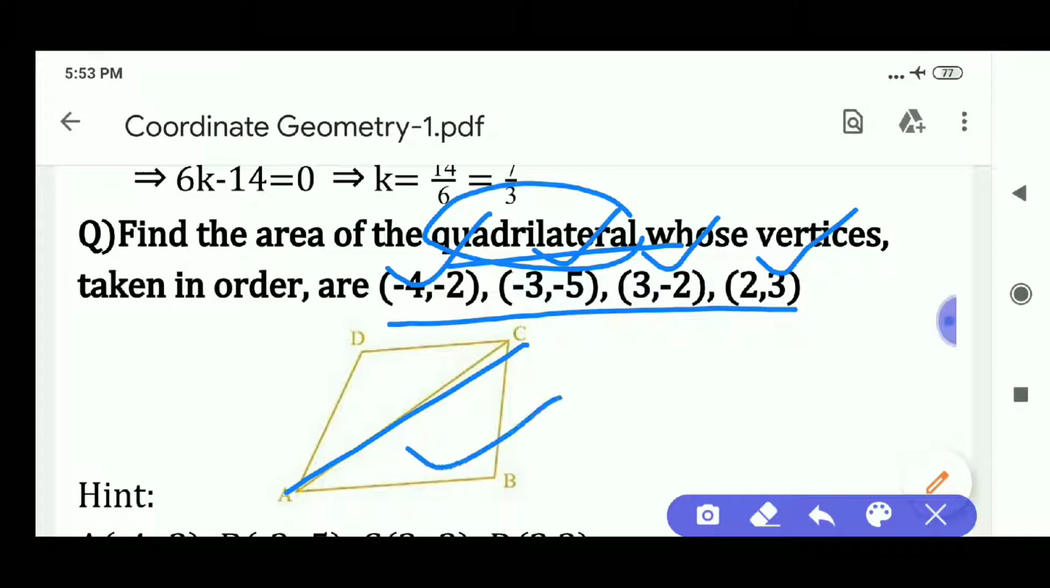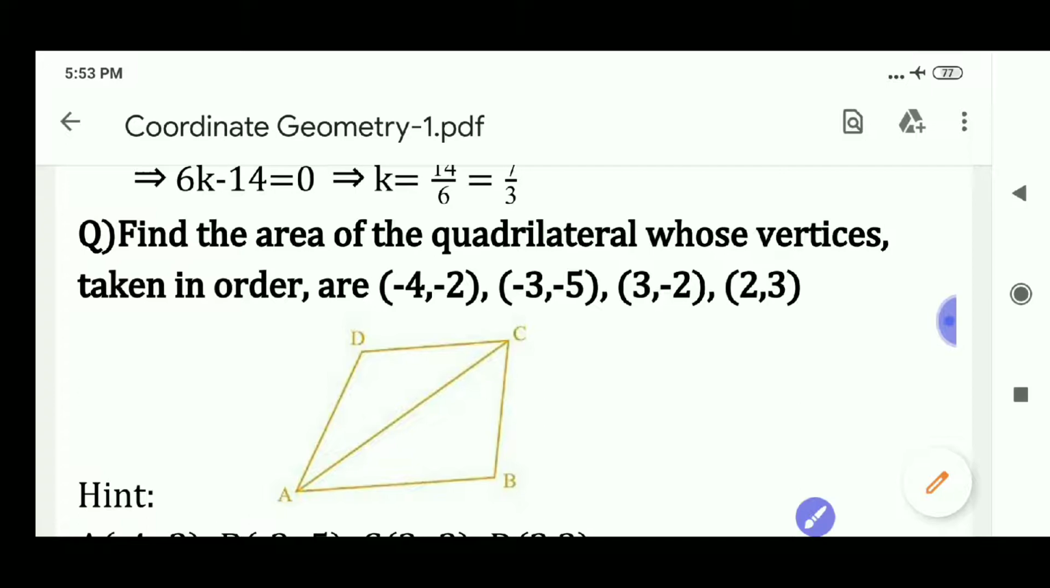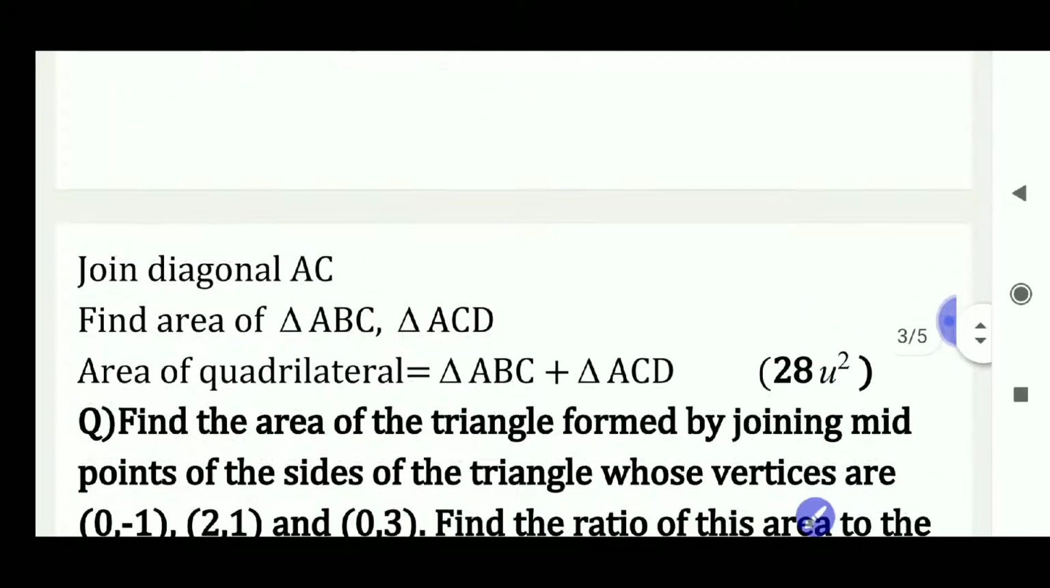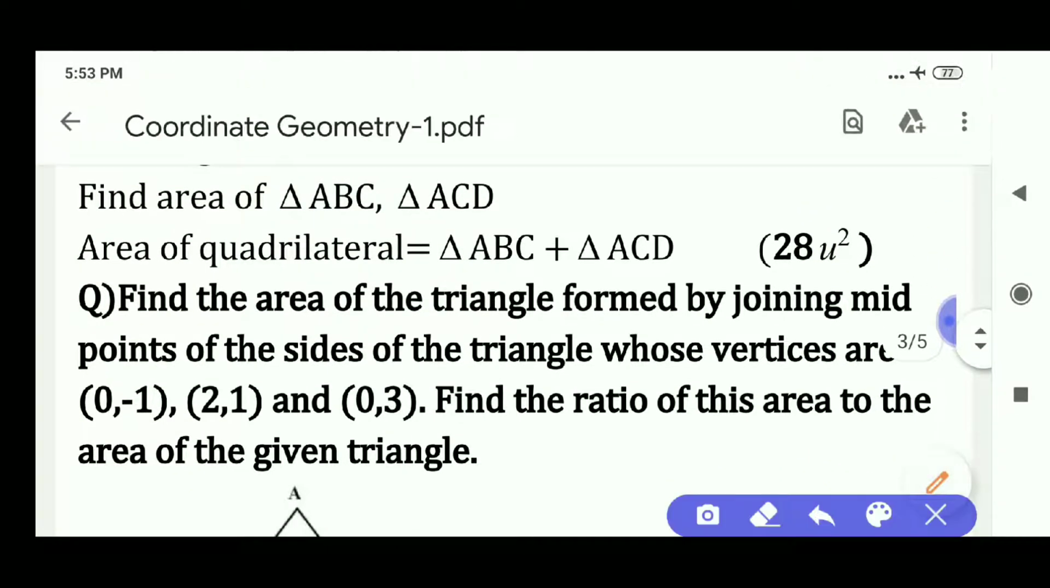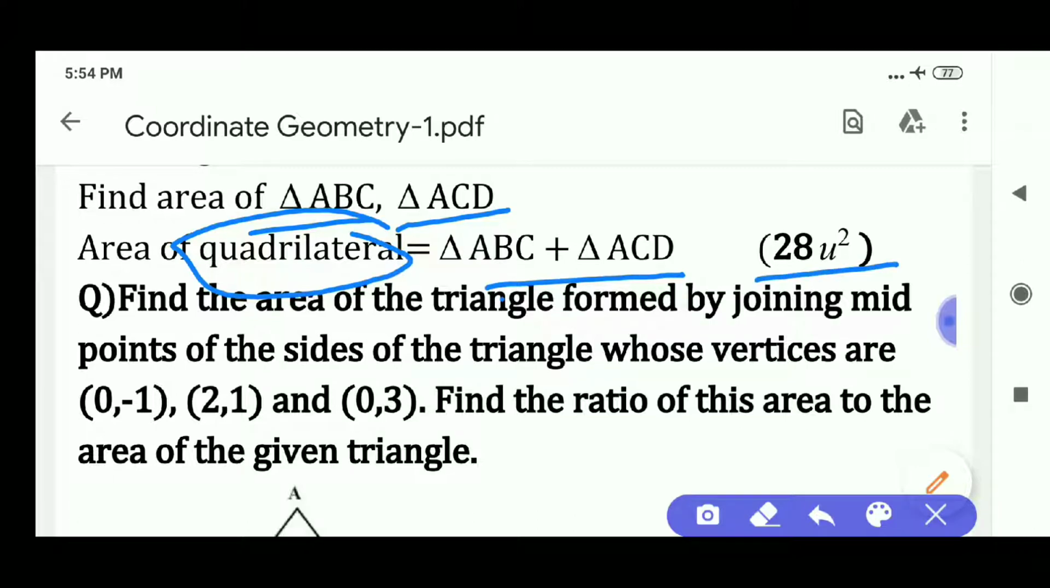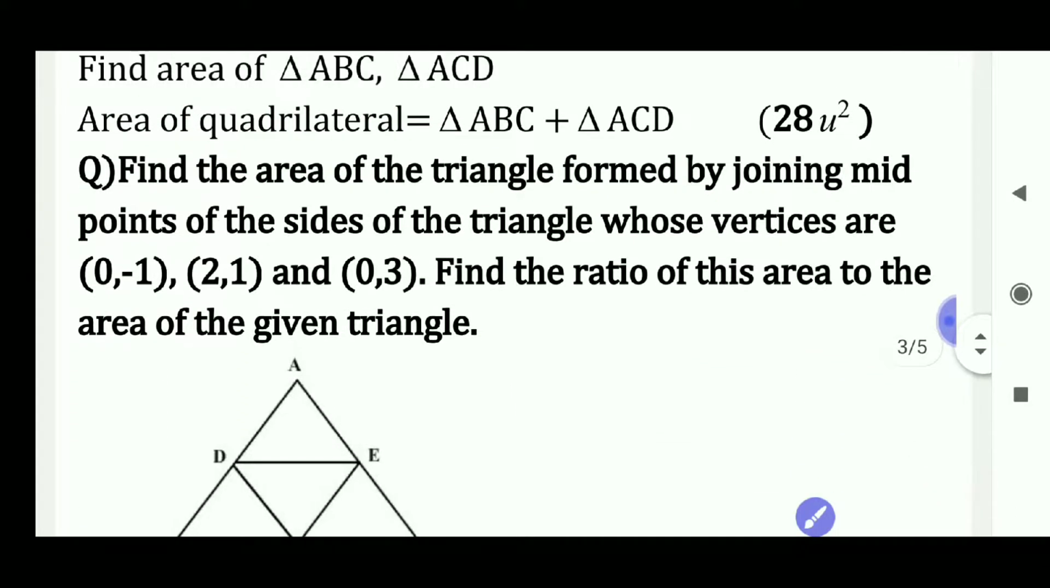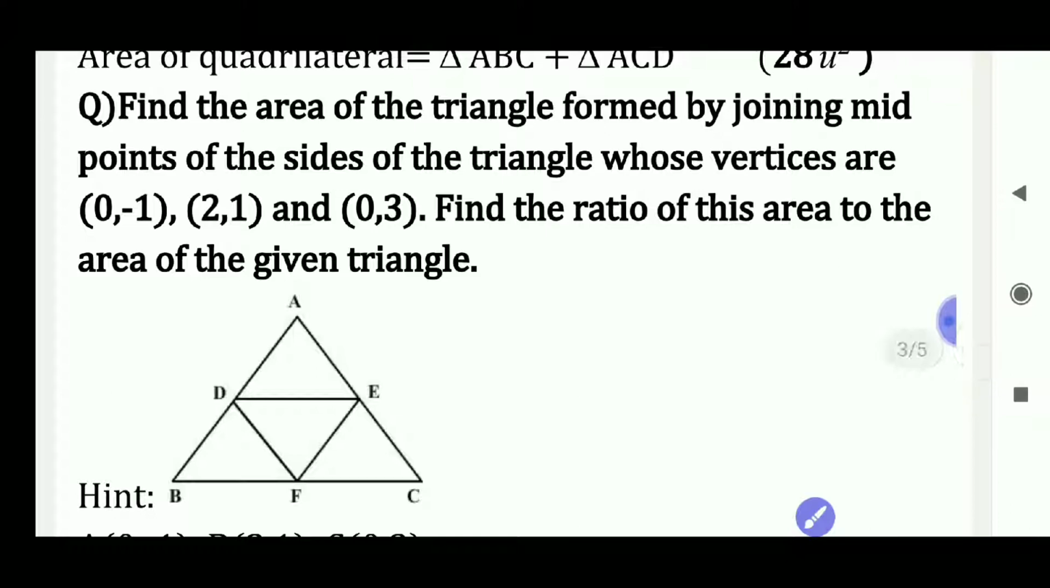One triangle is ABC, another triangle is ACD. So first find the area of triangle ABC, and second find the area of triangle ACD. Now its sum is the area of the quadrilateral. You will get the answer 28 square units. Try it and check the answer. One more question. It is a very important question.